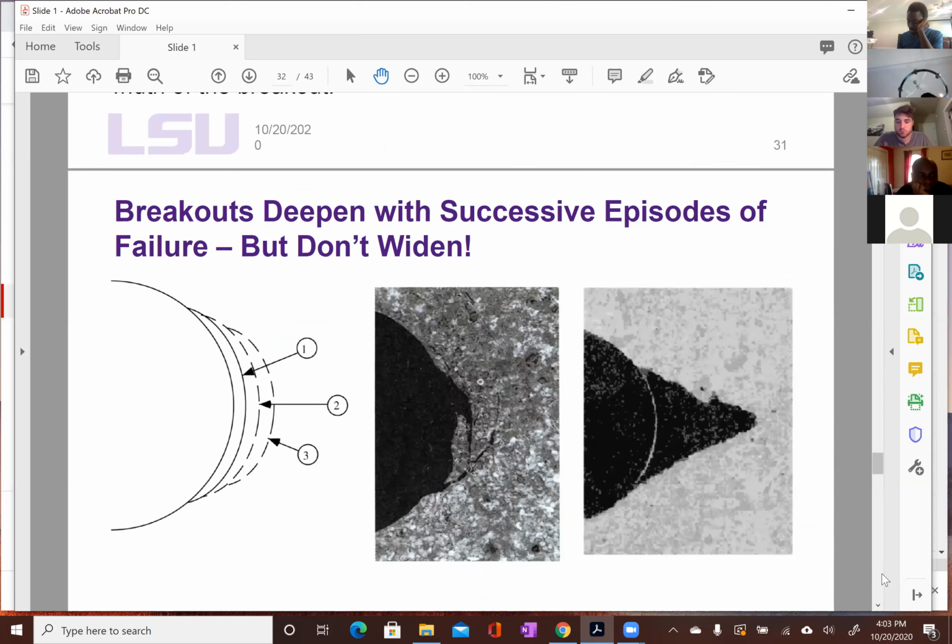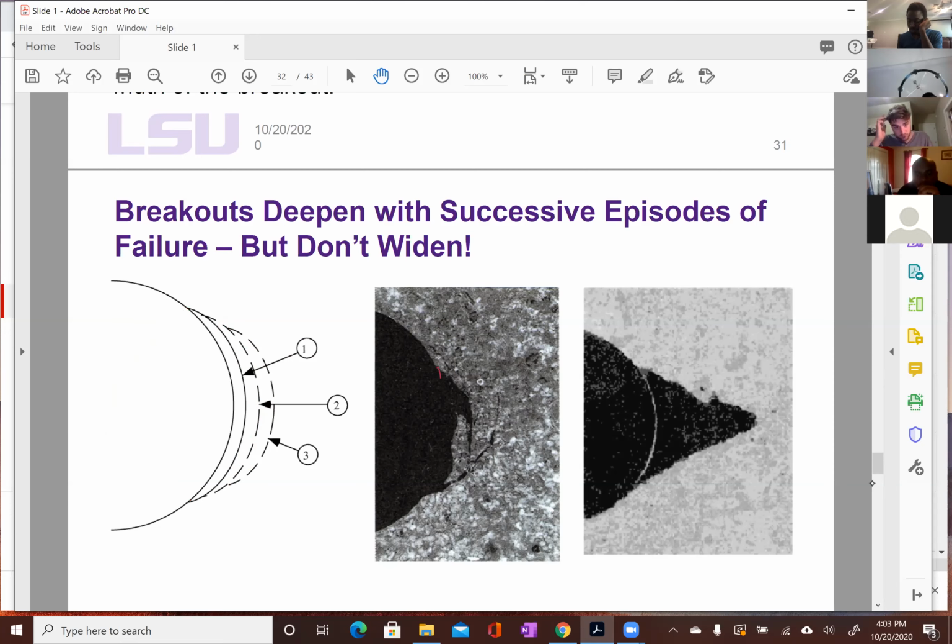And that other line, well, before we go to the other line, quick point on width of breakout. If this is the center, you see that the breakout angle, written as WBO, is fixed as the formation around the wellbore gets crushed. It goes deeper and deeper into the formation, but it doesn't go wider. And that's good for drilling.